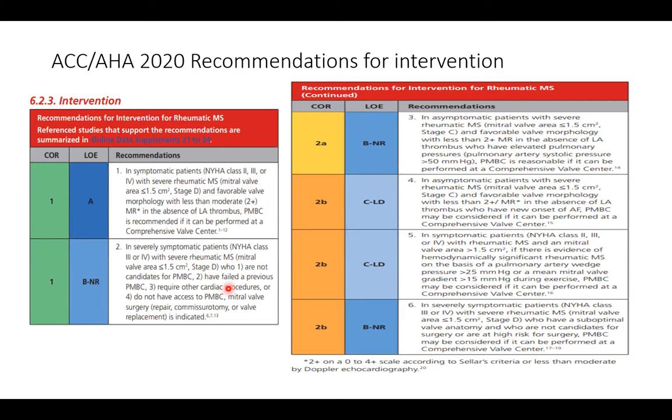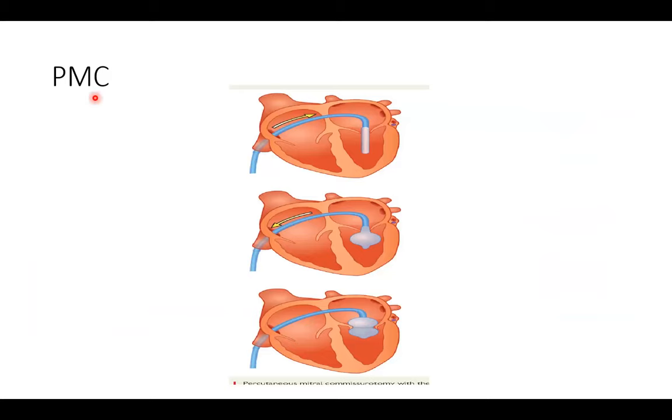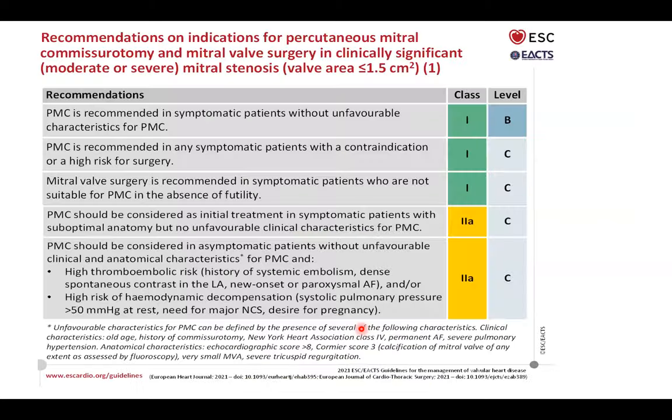So this is what percutaneous balloon mitral commissurotomy looks like. We usually go transvenous, we get a balloon, we inflate, we push it through and open up the stenosed valve. Of course, we can imagine from this that one of the complications would be mitral regurgitation. That is why patients who already have significant mitral regurgitation, you don't want to do this.